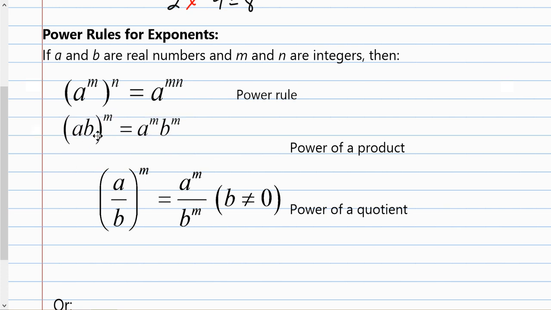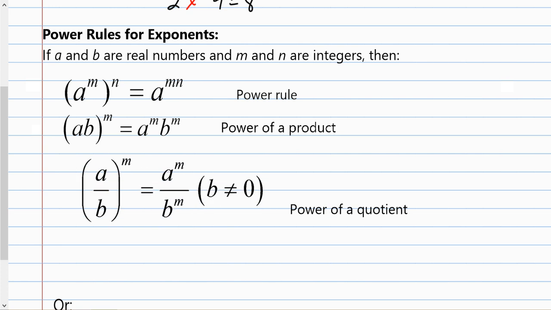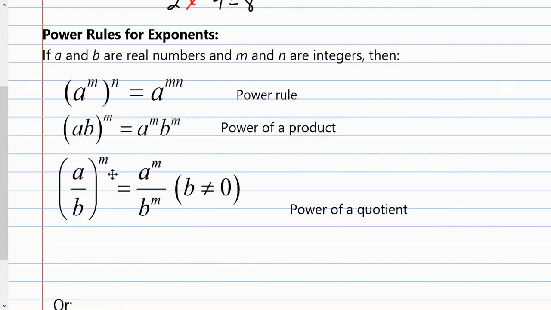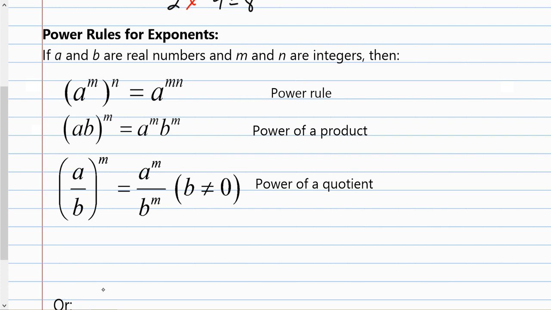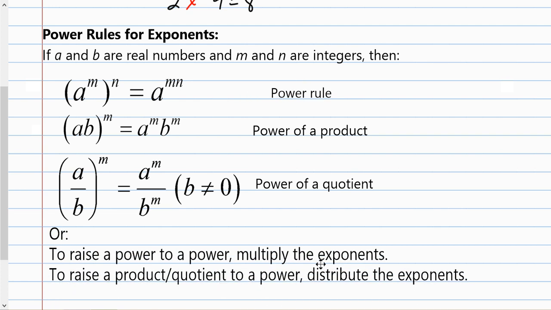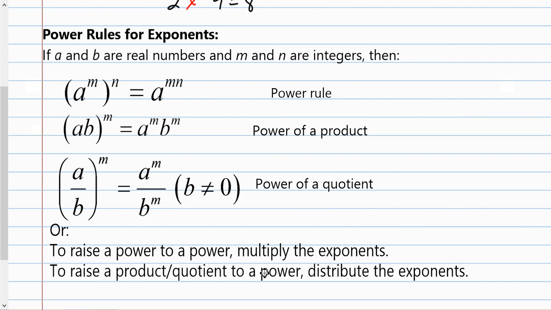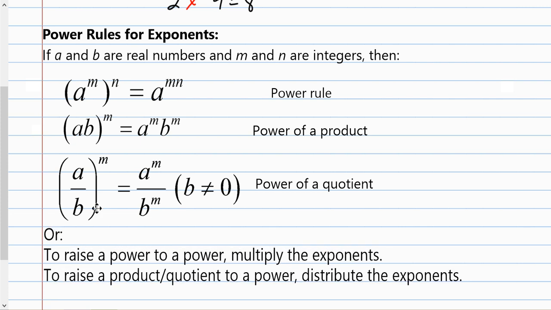If I have two things inside with an m out front, I'm going to distribute that power to both of them. Similarly with a quotient, if I have two things divided with an exponent out front of both of them, I distribute that exponent to both the numerator and the denominator. So, if I want to raise a power to a power, I'm going to multiply my exponents. To raise either a product or a quotient to a power, I'm going to distribute the exponent to everything inside the parentheses.